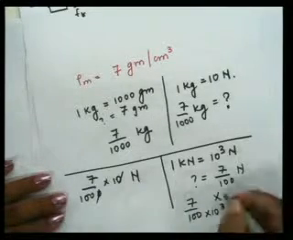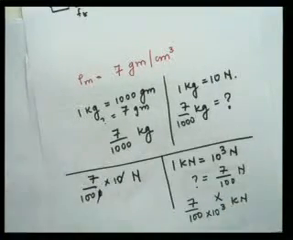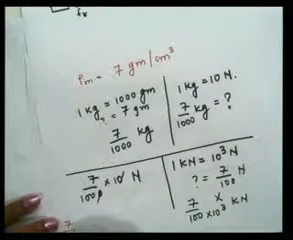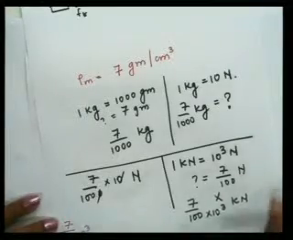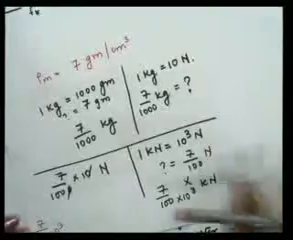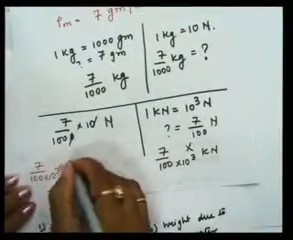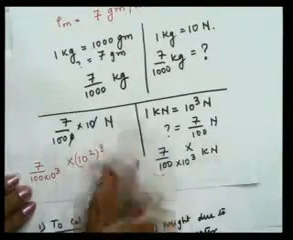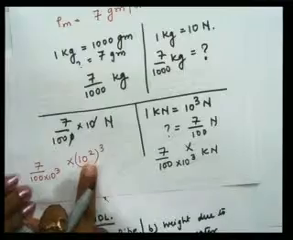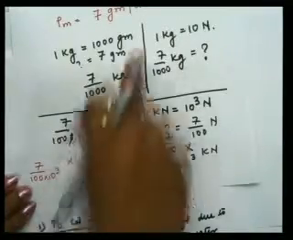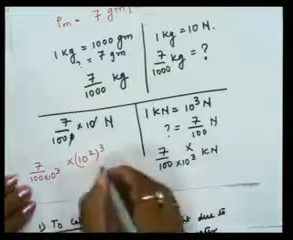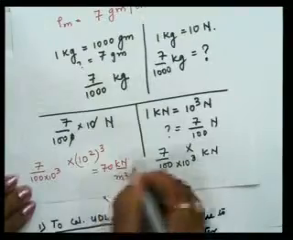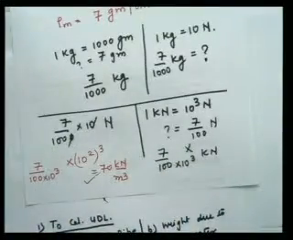Now we know the relationship between centimeter and meter: 1 meter is equal to 100 centimeters. So directly I can write 7 upon 100 into 10 to the power 3 into 10 to the power 2 into 3. 10 to the power 2 because 1 meter is equal to 100 centimeters, and as it is cube, we are multiplying by cube. So we get 70 kilonewton per meter cube, right? So this is the density of metal.